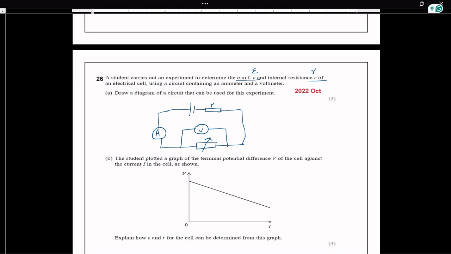So this is the internal resistance, this is the cell voltage, this is the cell, an ammeter, a voltmeter, and this is the variable resistor. R is a variable resistor.